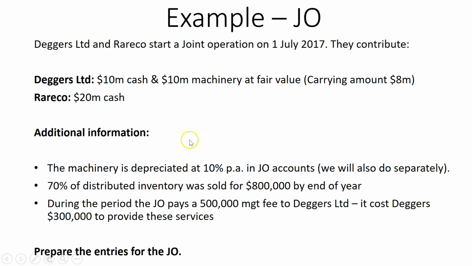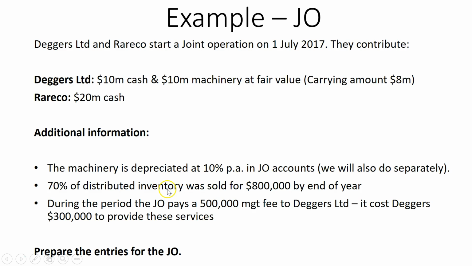So I've got an example. Deggers Limited and Rareco start a joint operation on 1 July 2017. Their contributions: Deggers Limited contributes $10 million cash and $10 million machinery at fair value, which has a carrying amount of $8 million, and Rareco contributes $20 million of cash. Additional information: machinery is depreciated at 10% per annum in the joint operation accounts, but I'll also do it as if they did it in their individual entities just to show the difference.